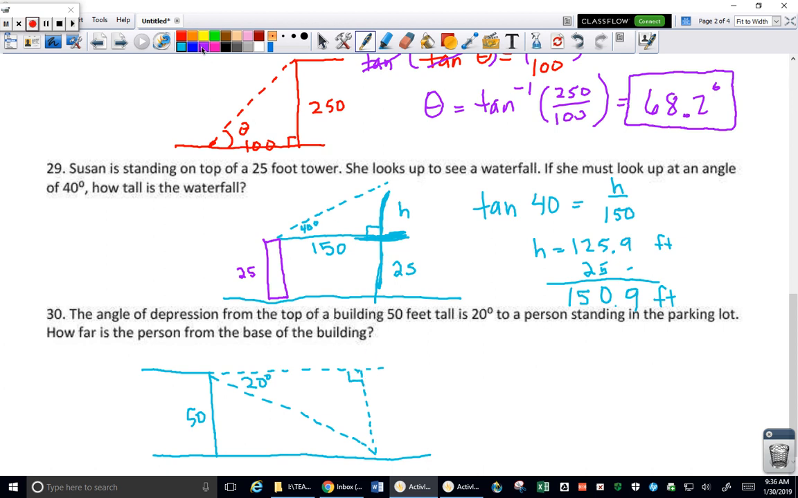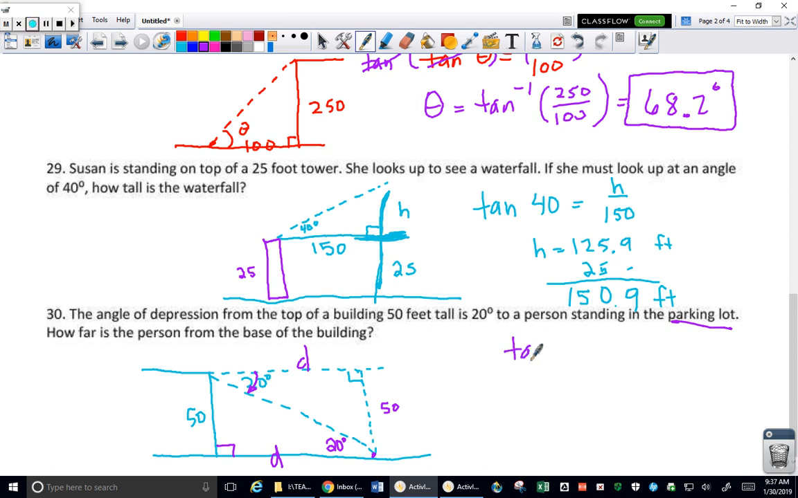Now, if you don't like that, you could say, okay, I'm now going to be the person in the parking lot. And I have to also look up at an angle of elevation of 20 degrees. Okay, so now you can draw your triangle on the ground, and we can figure out D, the distance the person is from the building. Okay, but angles of depression are always made with your horizontal. They are equal to the angle formed on the ground.